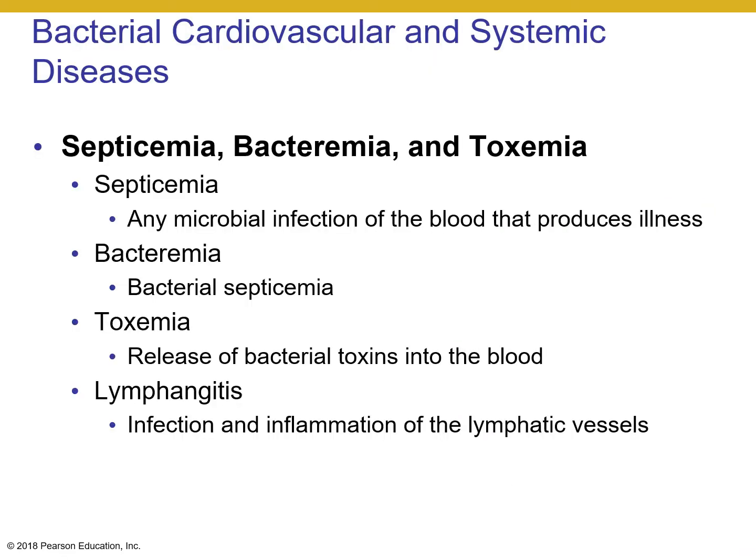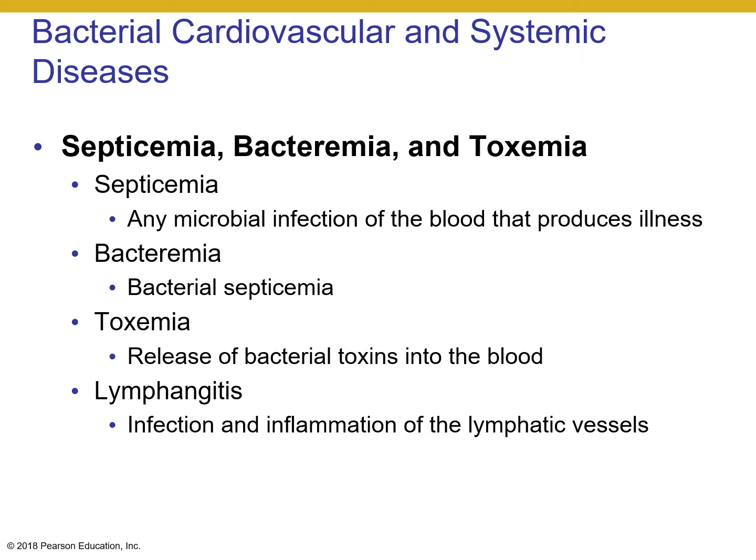You need to be able to define these three terms: septicemia, bacteremia, and toxemia. So septicemia is any microbial infection. That could be viral, it could be an amoeba, it could be a fungus among us, but it's any microbial infection. Bacteremia, remember that the end part, emia, means blood. So this is bacteria in the blood, which is bacterial septicemia. Toxemia is toxins in the blood. Tox for toxins, emia for blood.